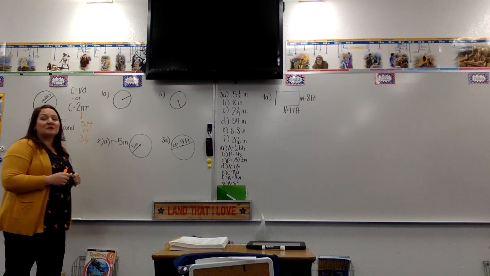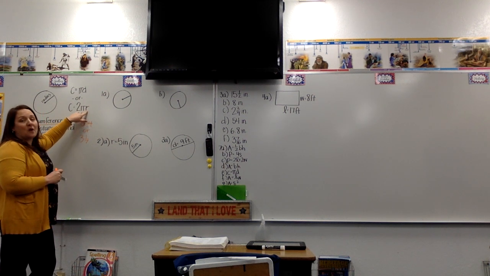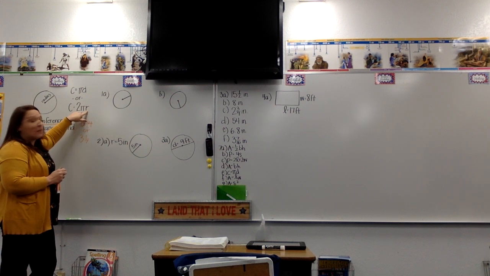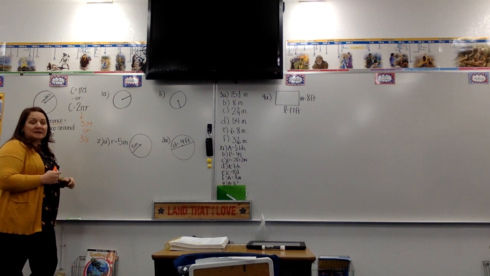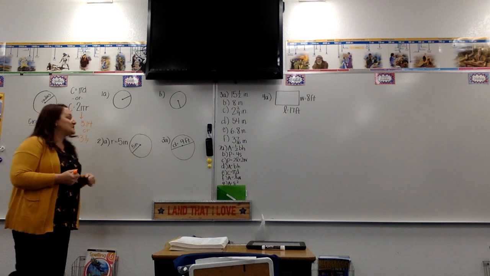So there's a trick you can do this way. You can double your radius, 2 times r is double your radius, or you can do 2 times pi, which is 6.28, times your radius. 2 different ways, so whichever way you feel comfortable, that's the way you can use.